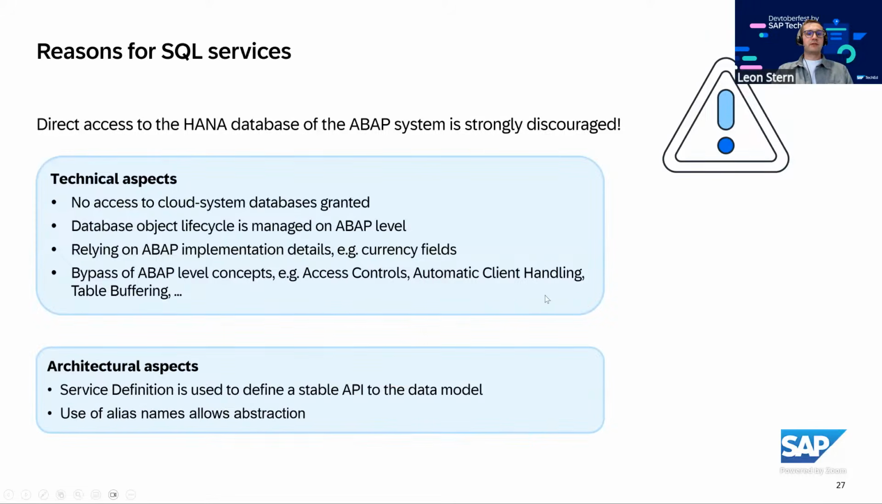On the other hand, from an architectural point of view, the service definitions used are a great construct to create a stable API for the data model. And especially the use of alias names helps to abstract internal names and allows some decoupling at this point. To summarize, SQL services give you a clean, safe way to access ABAP-managed data based on SQL, but without all the pitfalls of direct database access. With SQL services, you can imagine the whole ABAP system as the database itself.